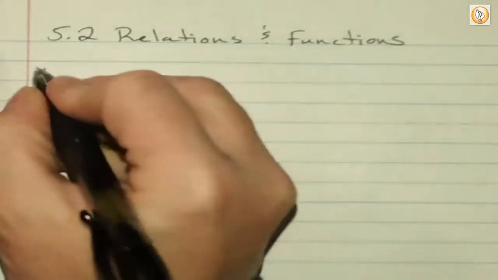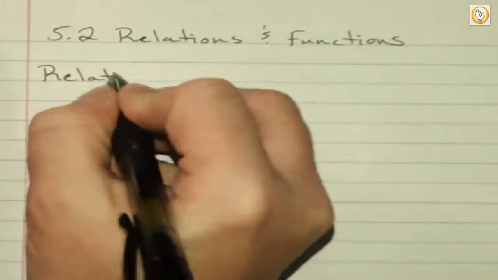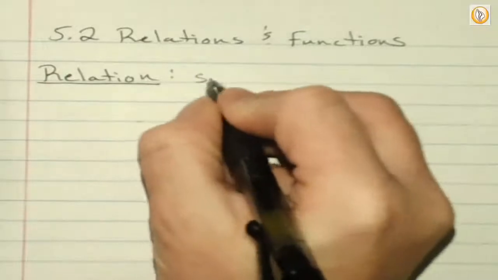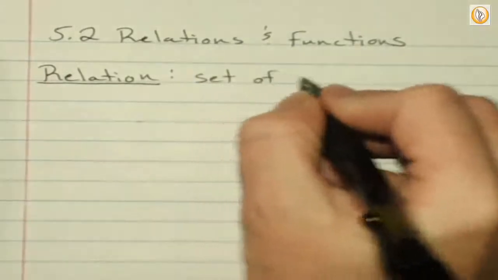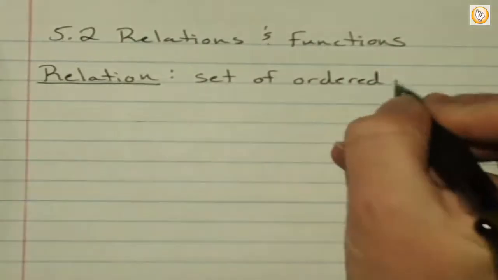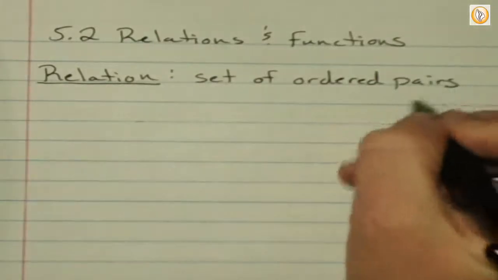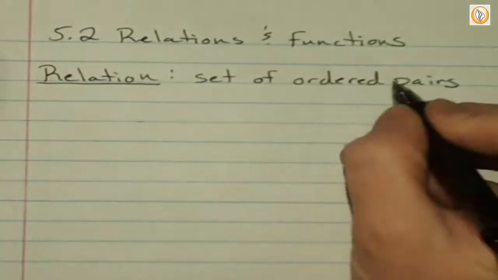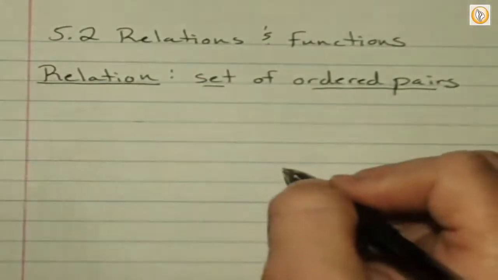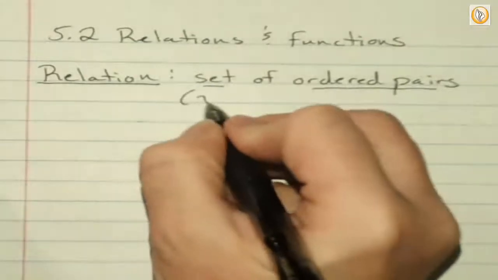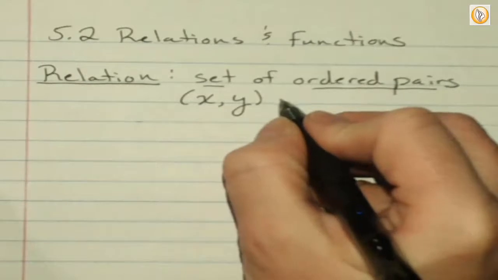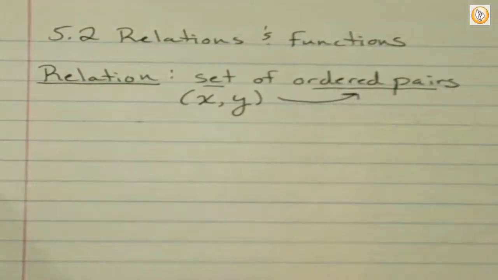Okay, so a relation is a set of ordered pairs. It looks like this, X and Y. That's your ordered pair.